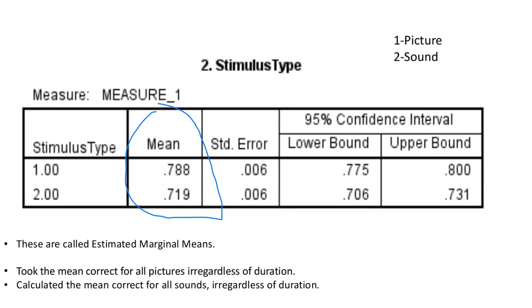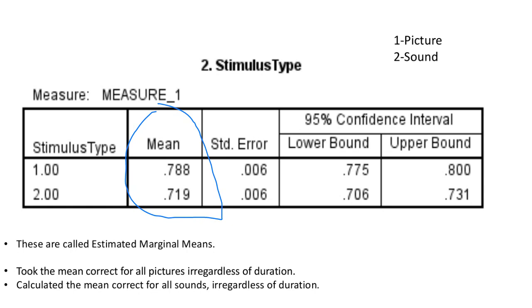So there might be a main effect for stimulus type showing that pictures are recognized. There's a higher recognition memory for pictures compared to sounds. That is, there's higher accuracy for pictures compared to sounds. And so these are means.